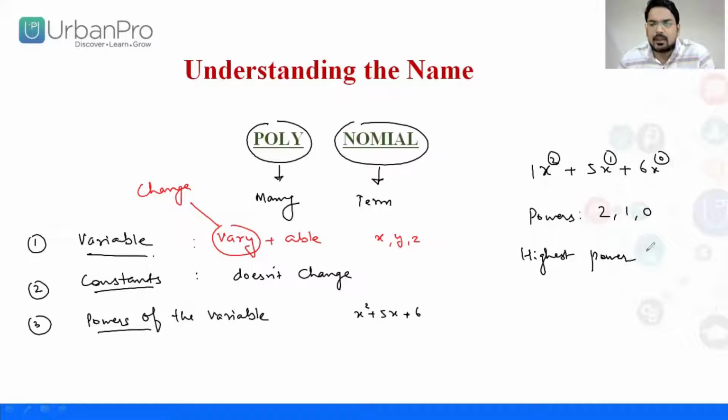The highest power of the polynomial is known as the degree of the polynomial. In this case, the degree of the polynomial is 2. Any polynomial having degree 2 will be termed a quadratic polynomial. We'll cover it in the upcoming slides. So now we know the meaning of the term degree. Degree is the highest power of the variable in a polynomial. I hope we are clear until here.